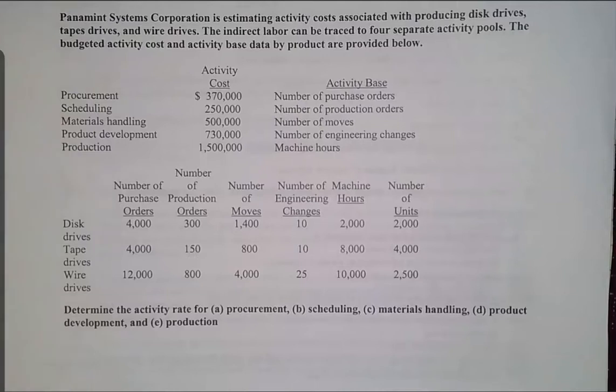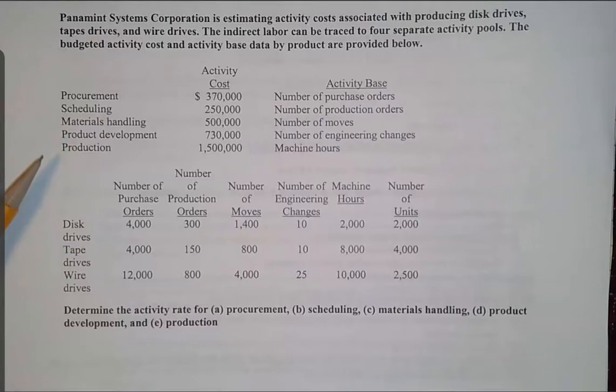It says, Panamint Systems Corporation is estimating activity costs associated with producing disk drives, tape drives, and wire drives. The indirect labor can be traced to 4 separate activity pools. The budgeted activity cost and activity-based data by product are provided below. Okay, so let's see here. We've got procurement, scheduling, materials handling, and product development. Now, those are the 4 activity pools for indirect labor.